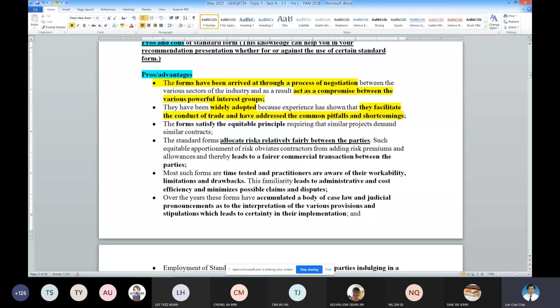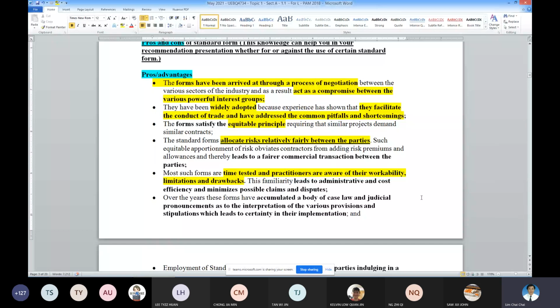Yeah. So these are the advantages of using the standard form. Point number one, they are negotiated among the parties, so it's a balanced document. All the shortcomings and pitfalls previously encountered have already been resolved. It's also supposed to be fair, based on equitable principle, that means a fair principle, and supposed to allocate the risk among the parties in a balanced manner. And it is time tested, because it has been in the industry for many years.